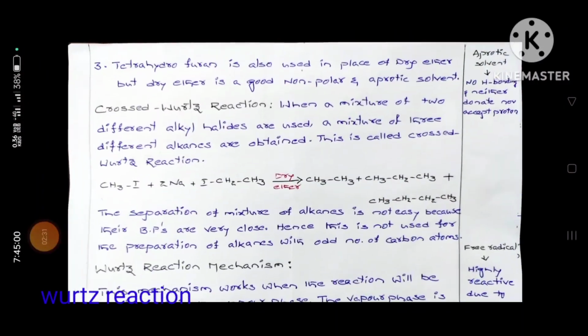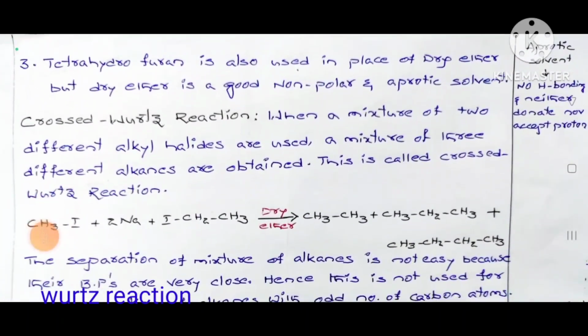Next, another point: we used dry ether as a solvent, but tetrahydrofuran is also used in place of dry ether. But dry ether is a good non-polar and aprotic solvent. That is the main reason for the usage of dry ether in Wurtz reaction.